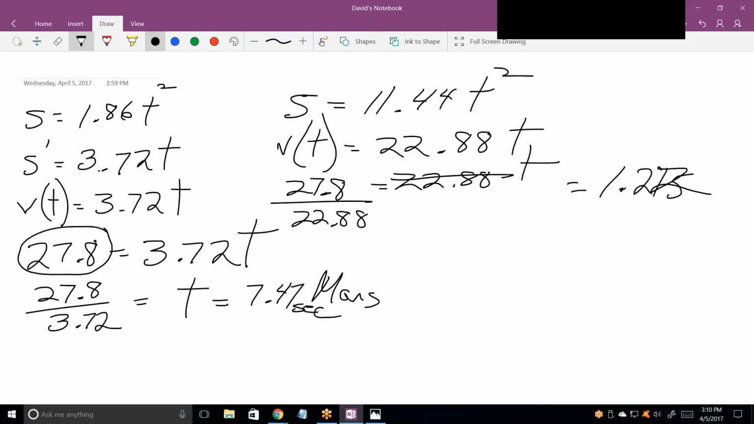On Mars, it took 7.47 seconds to reach that velocity. On Jupiter, it only took 1.22 seconds. So gravity's greater on Jupiter, a lot greater. The reason is because it's bigger. Jupiter is gigantic compared to Mars. Correct. So gravity being greater on Jupiter means that this particle or whatever it is that was dropped from a certain position reaches that velocity much quicker because it's accelerating much quicker.